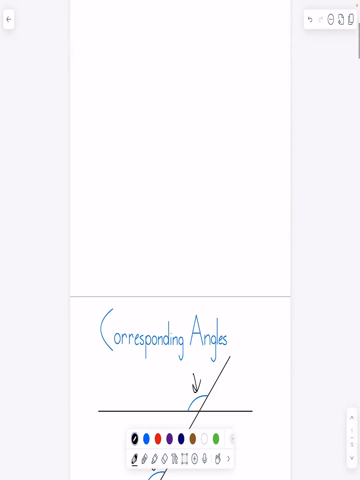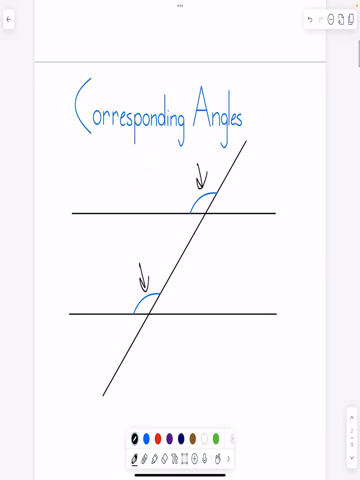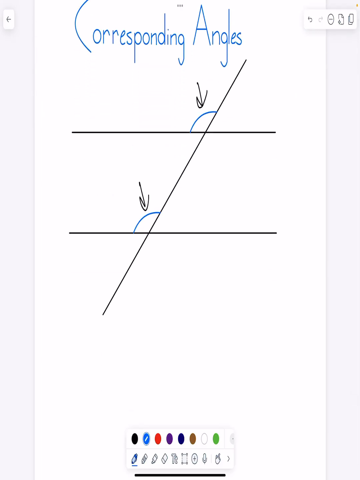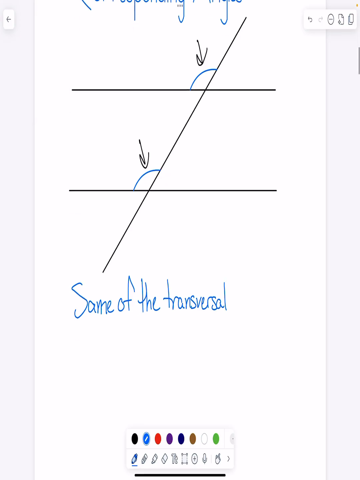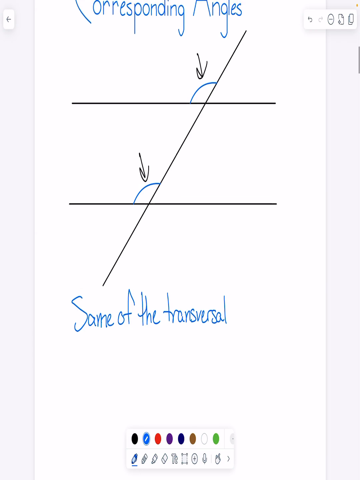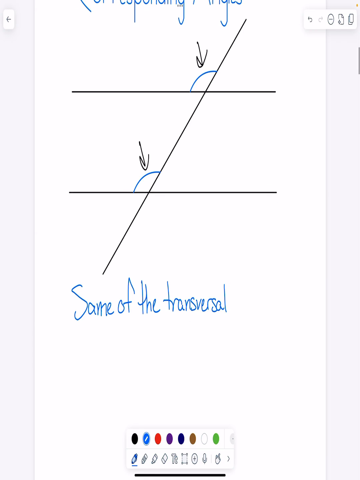Let's get started. Corresponding angles form on the same side of the transversal, between two parallel lines. So if a transversal intersects two parallel lines, the corresponding angles are equal. In this case, same side of the transversal, they match. That is the key indicator.